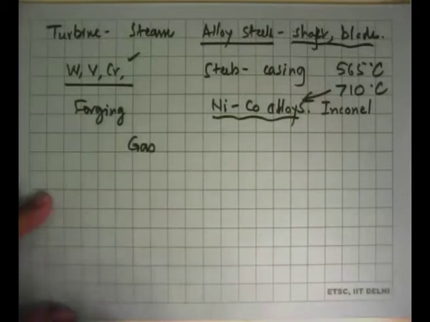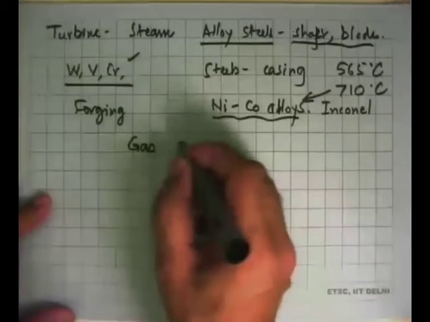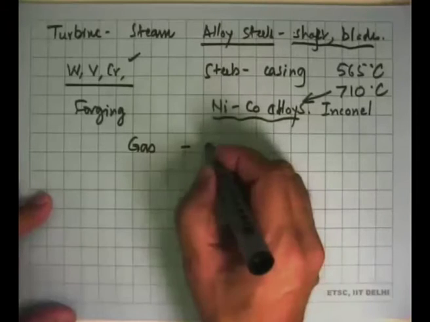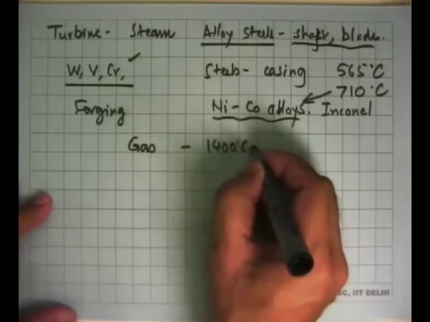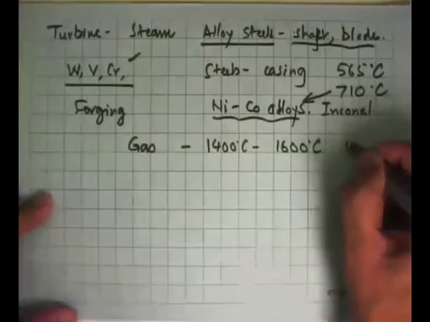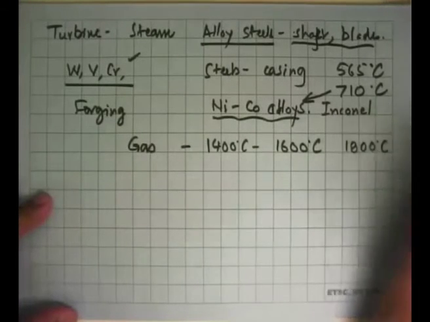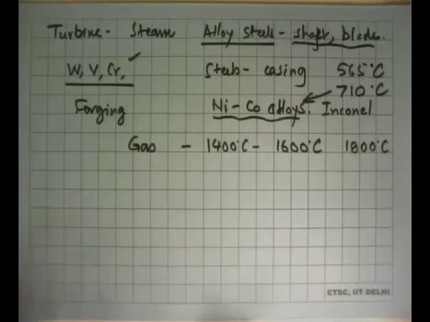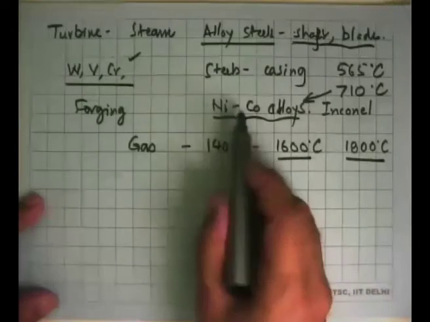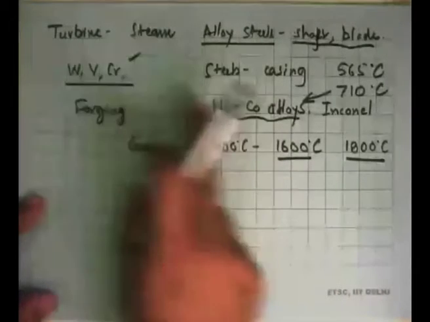Gas turbines have an entirely different story, because the temperatures here, as I mentioned, are much higher than this. 1400 degrees Celsius, 1600 degrees Celsius stationary gas turbines are already in use, and there are gas turbines with up to like 1800 degrees Celsius. These temperatures are above the melting point of either nickel cobalt alloys or any steel alloy.